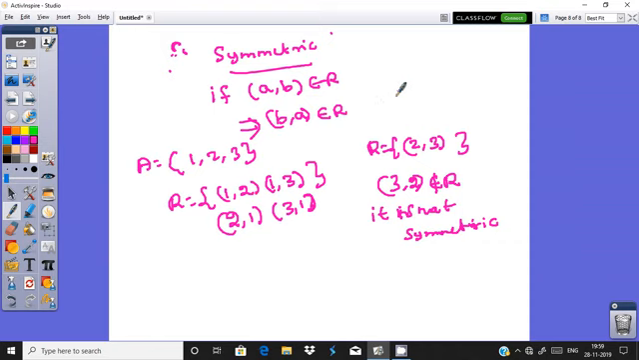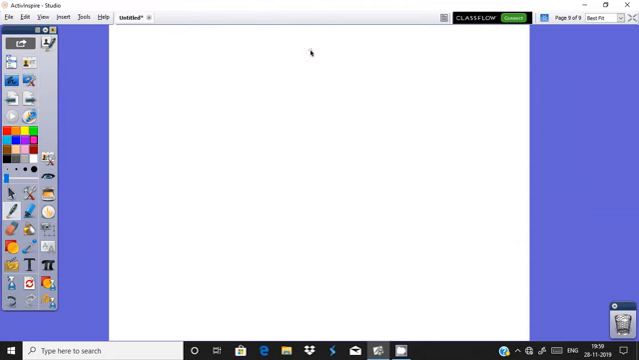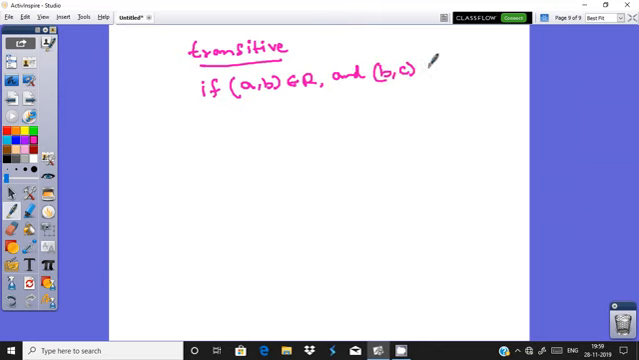Now we'll go for what is meant by transitive here. So what is transitive? Transitive, if A comma B belongs to the relation and B comma C belongs to the relation, which implies A comma C also belongs to the relation, is what it says.